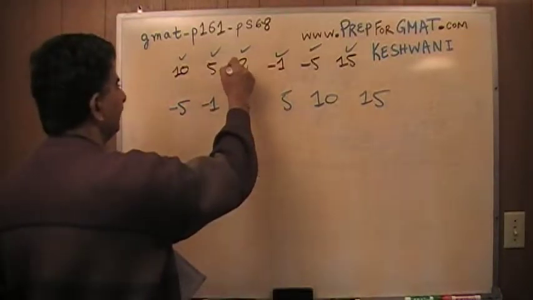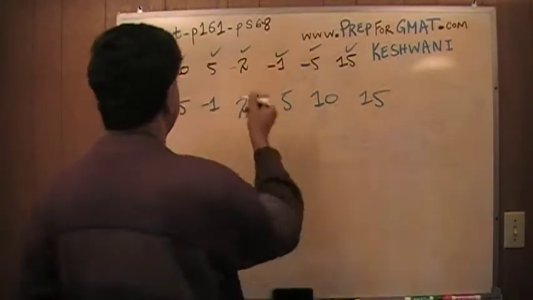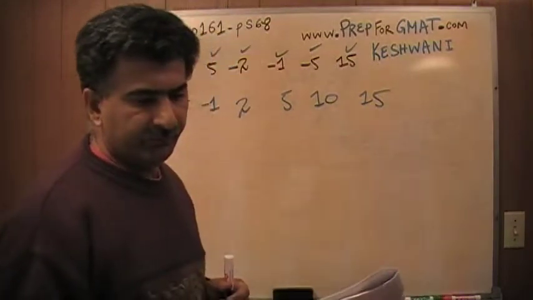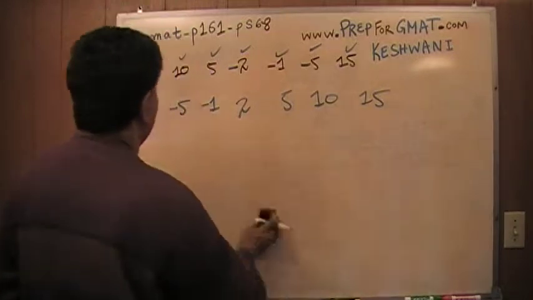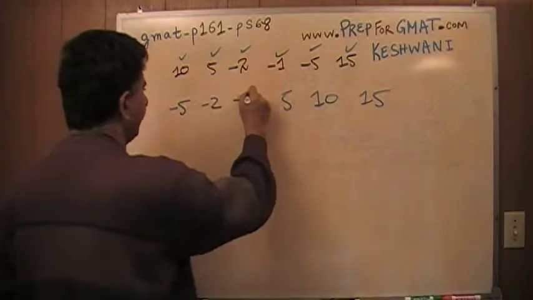You see, this is what I mean by paying attention. This is a negative 2. So we have a negative 5, negative 2, and a negative 1.